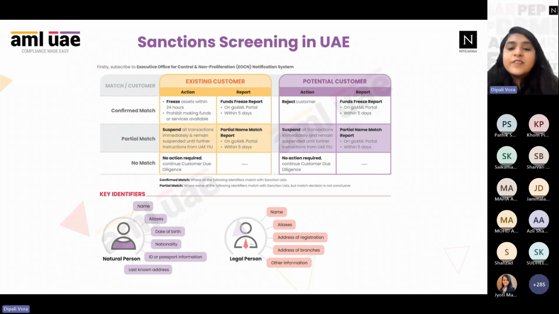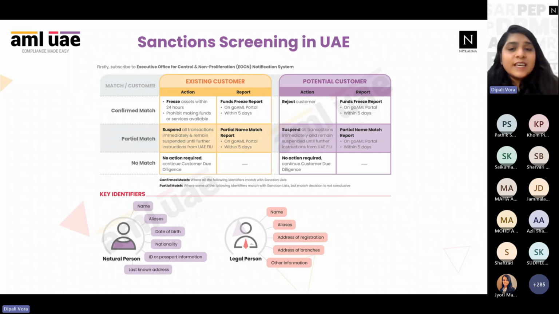For all persons you screen where you do not find any match, it's a green flag. Go ahead, complete the risk assessment, provide services, and onward. So basically, that is how you act when you screen a person and there is no match.